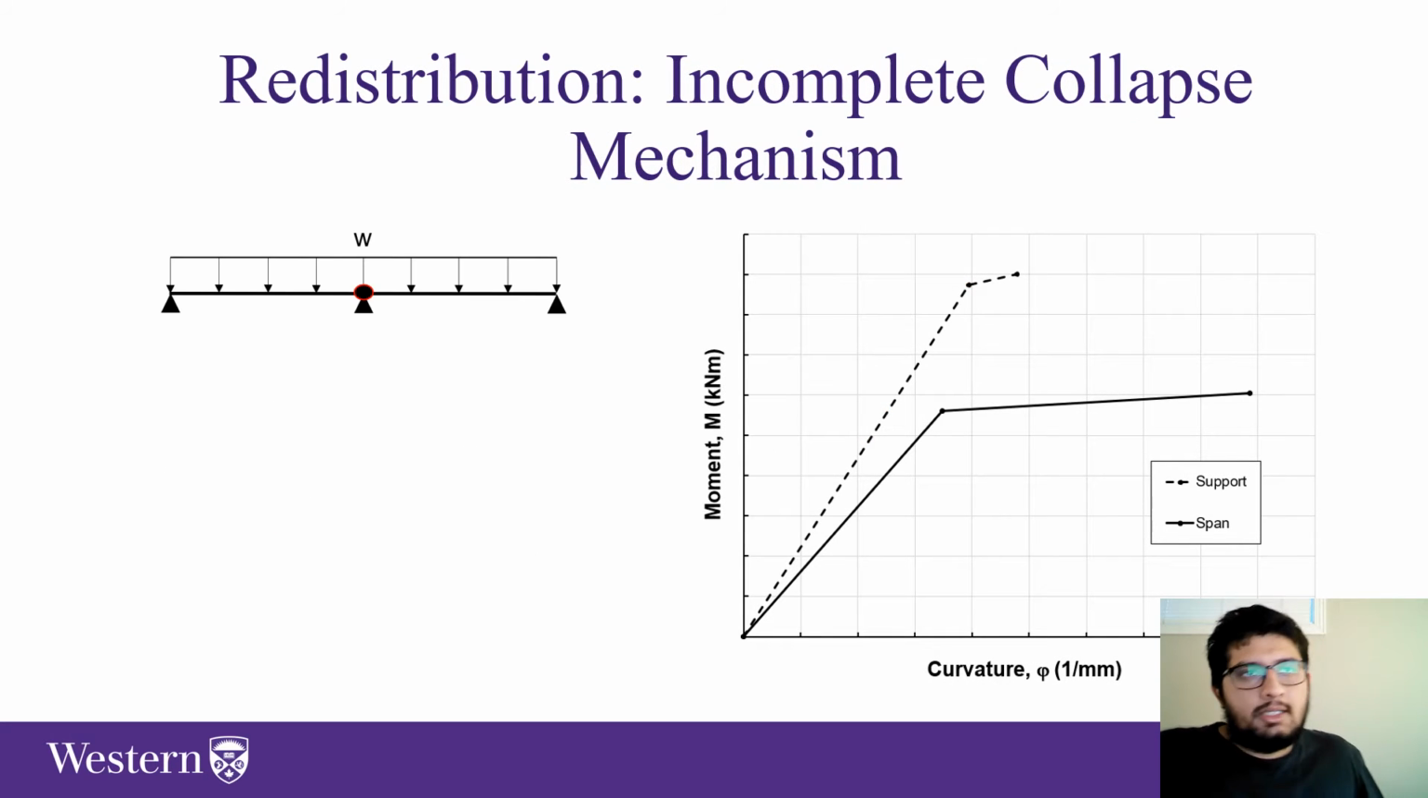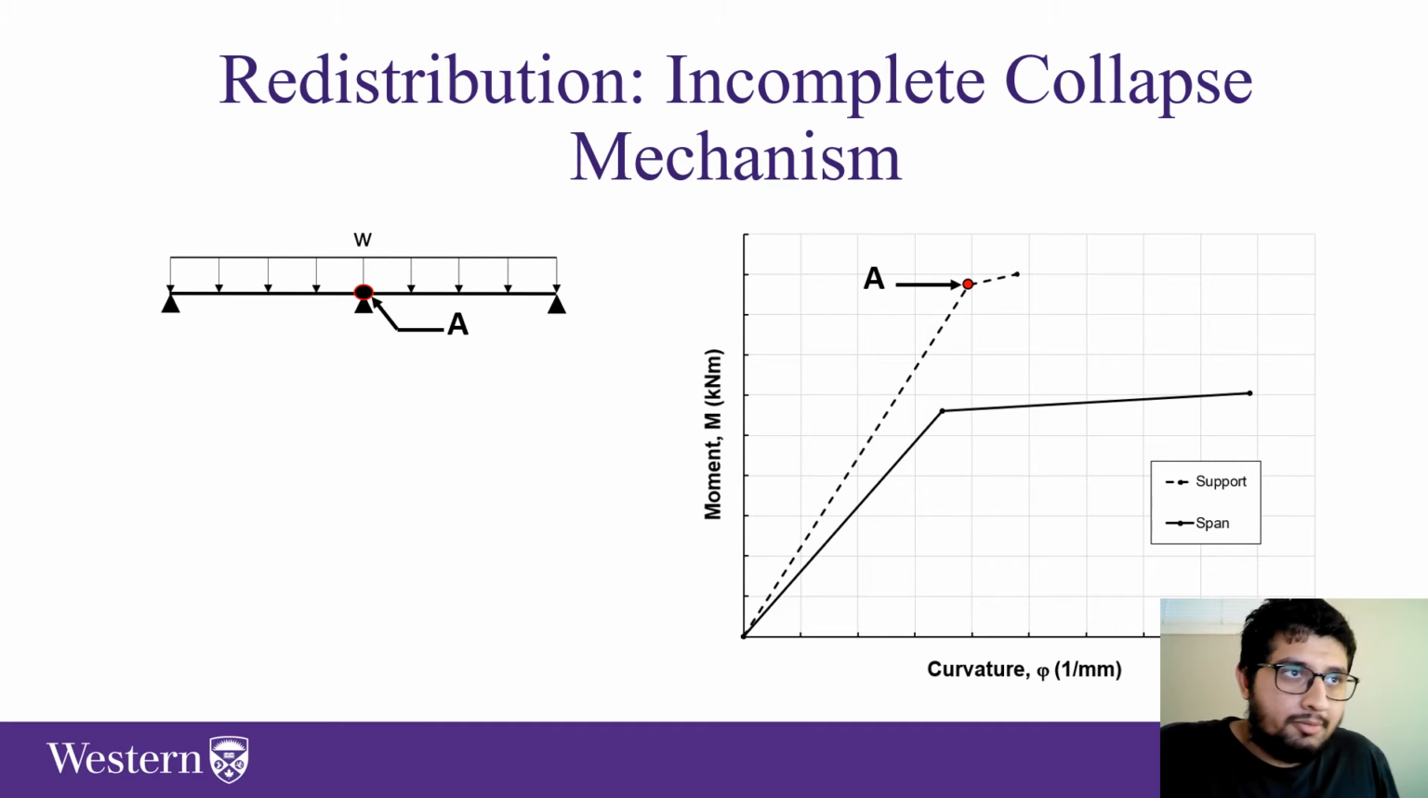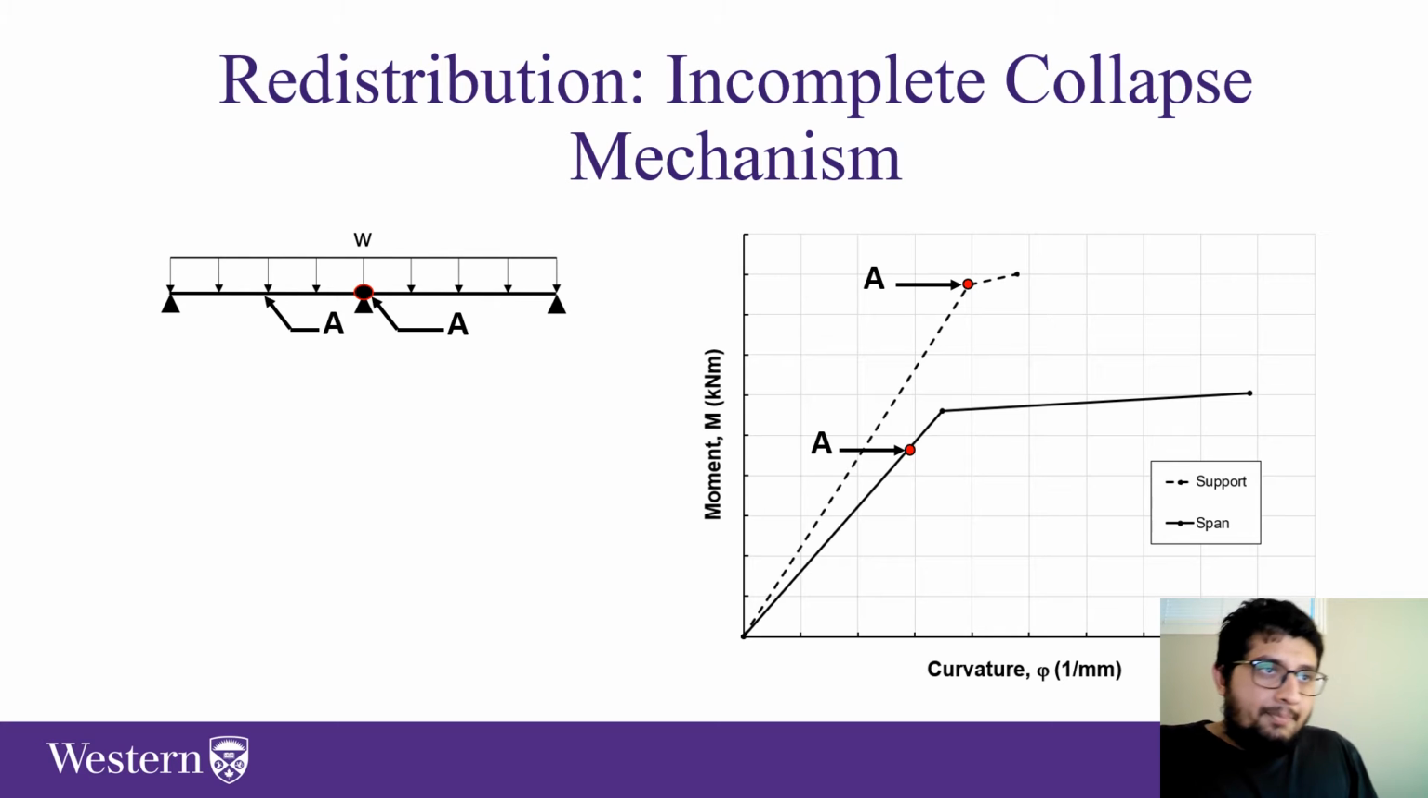Now, if the inelastic rotational capacity of the first plastic hinge that forms in a continuous beam is limited, then we may get an incomplete collapse mechanism. So taking the same beam example as before and applying a uniformly distributed load W on it, the first plastic hinge is going to develop at the interior support section, and that's point A at the interior support. And under this same loading, the span section still hasn't yielded, so point A on the span section is still in the linear elastic phase.